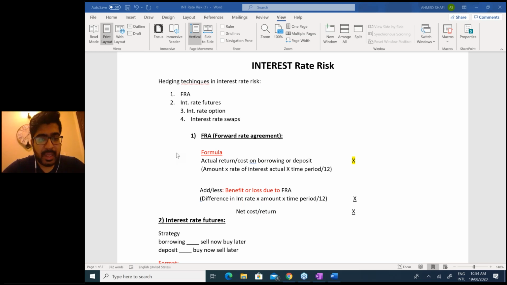So we take actual return on deposit or cost on borrowing. How do we take it? It's simply the amount you need to borrow or deposit into rate of interest actual into time period over 12. You may be getting a deposit case, so return on deposit, or a borrowing case, so cost on borrowing. Then benefit or loss due to FRA: you need to judge by taking the difference in interest rates into amount into time period over 12. It's a benefit or a loss, but whether to add it or deduct it depends completely on the scenario.